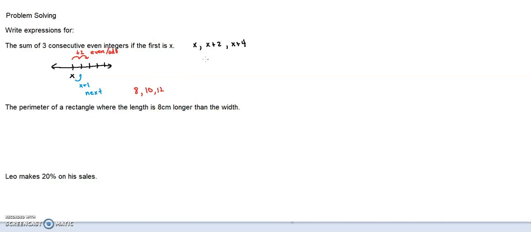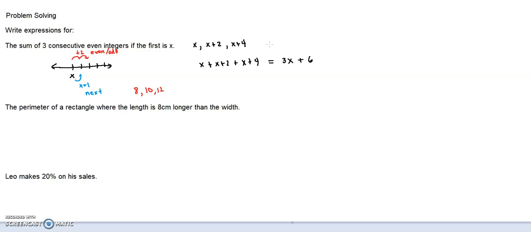Okay, so we want the sum of 3 consecutive integers. So we're going to have x plus x plus 2 plus x plus 4. That would be the sum. And then, of course, we can tidy that up a little bit by combining x's and numbers. So we'd have 3 x's, 1, 2, 3, plus 6. Okay, so that would be the sum of 3 consecutive even integers.